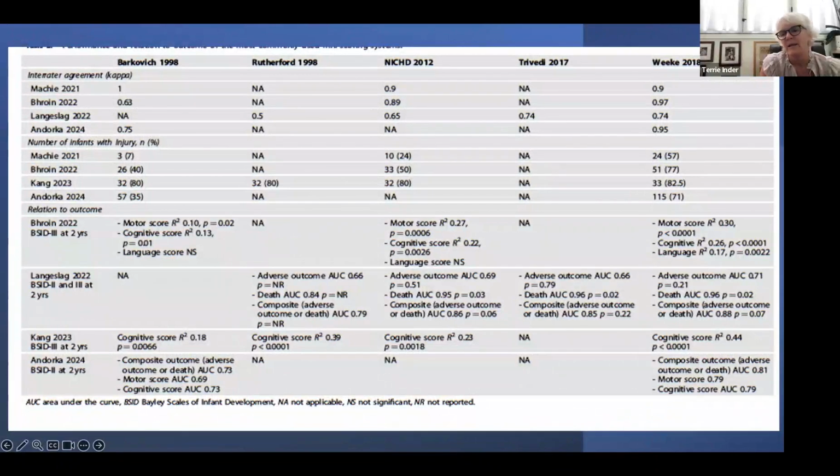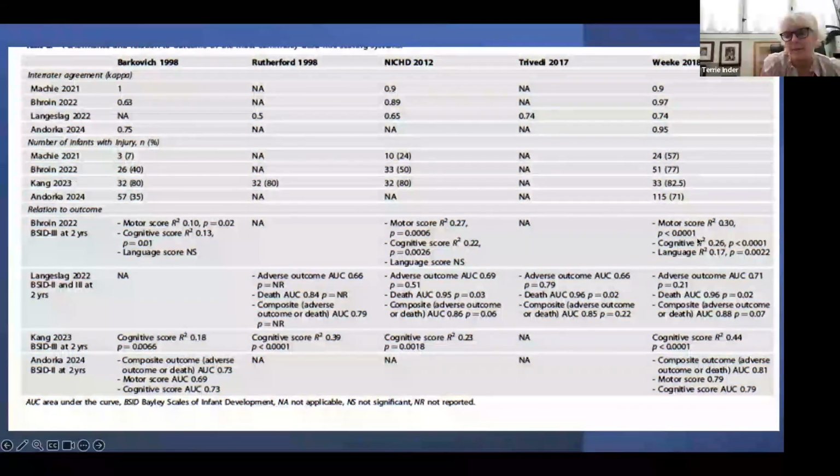If you take the more sophisticated scoring systems, the area under the curve or the R-squared values were higher than the more simplistic scoring systems. So being able to more comprehensively evaluate the brain does appear to be a better approach for predicting both motor outcomes and cognitive outcomes. But overall, you're talking about areas under the curve approaching 70 to 80%, which is pretty outstanding.